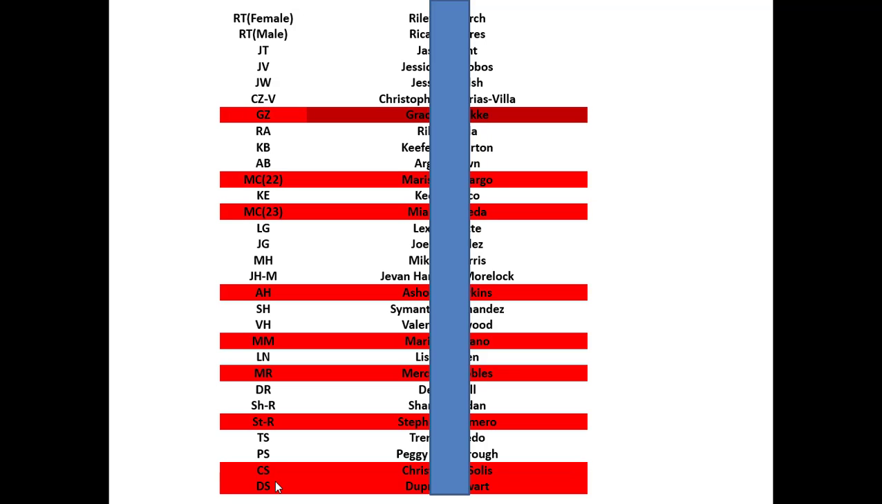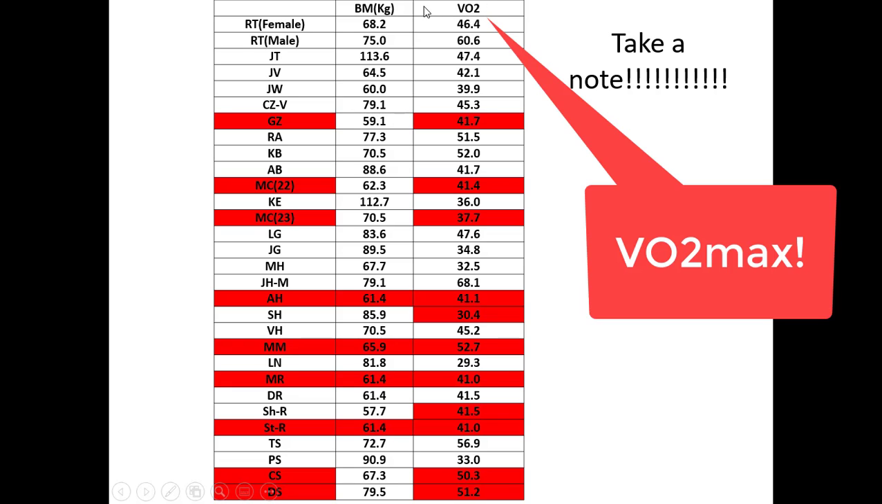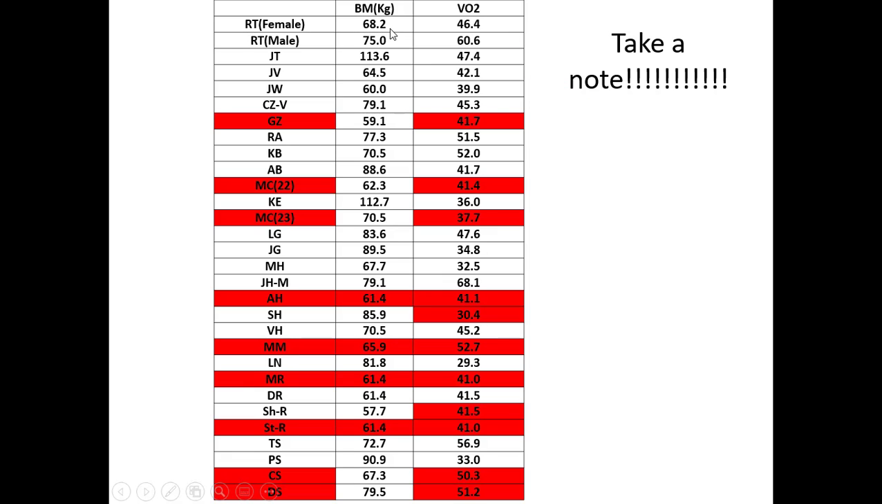So please take note of your initials. To make an exercise program, body mass is important, and another important thing is your VO2 max, or your client's or friend's VO2 max. I just put VO2 here, but this is VO2 max. So RT student's body mass is 68.2 kilograms and VO2 max is 46.4 milliliters per kilogram per minute. These are two important things to make an exercise program.